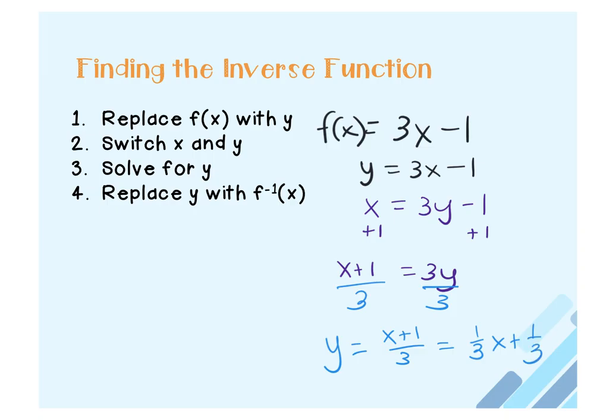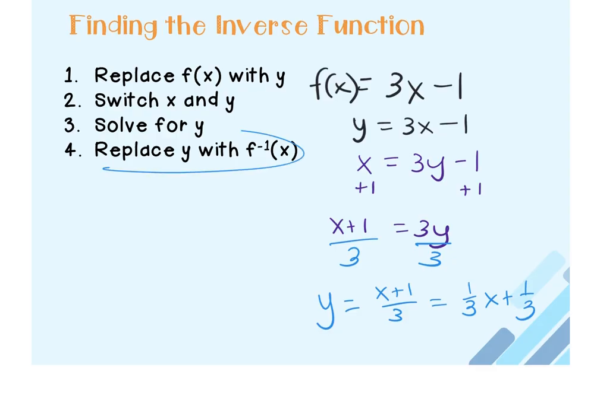And then the last step, but a very important one, is you have to replace the y with f -1 of x, because this is no longer the same equation. It is its inverse. So you have to replace y with f -1 of x and then set it equal to whatever it's equal to. So that could be x plus 1 over 3 or 1/3 x plus 1/3. So change the f of x to y. Switch the x and the y, solve for the new y, and then swap the y back out for f -1 of x.